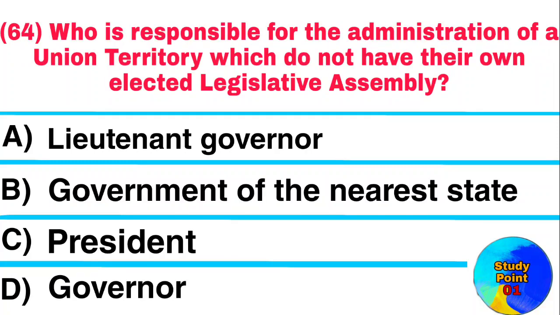Question. Who is responsible for the administration of a union territory which does not have its own elected legislative assembly? A. Lieutenant Governor. B. Government of the nearest state. C. President. D. Governor. Answer. President.